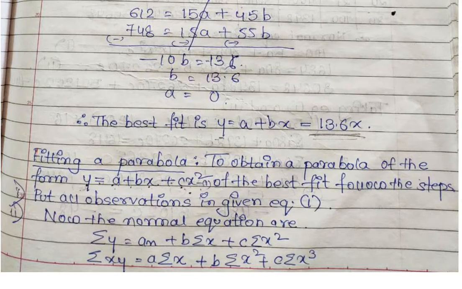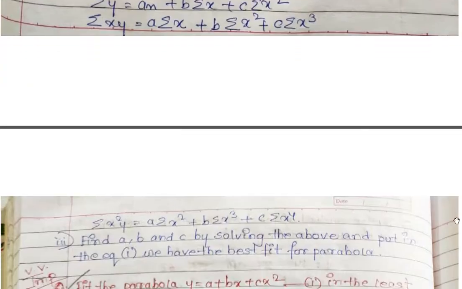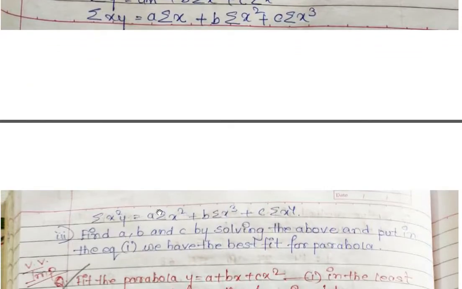That is the first equation. Now how do we get the second equation? Simply multiplying this by x, so summation xy equals a into summation x plus b summation x square plus c summation x cube. Again multiply it by x square, then the equation will be summation x square y equals a summation x square plus b summation x cube plus c summation x to the power 4.